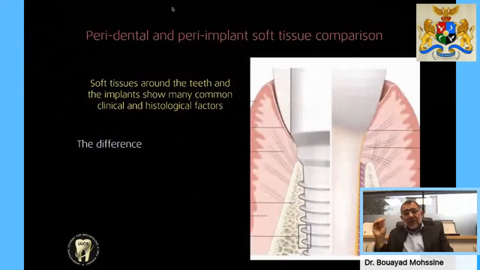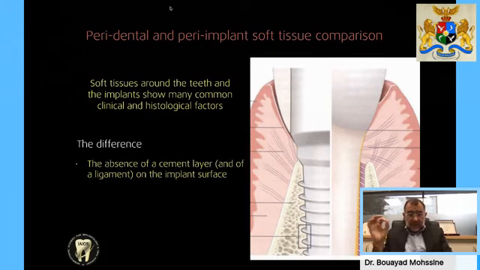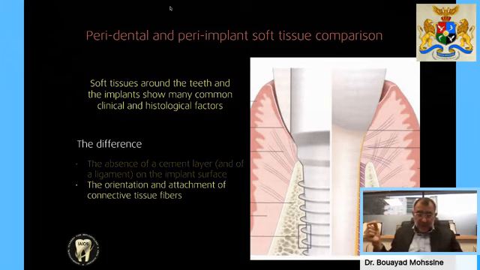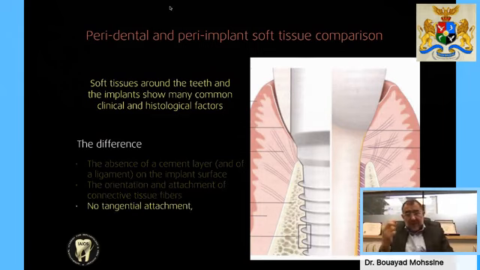The soft tissue around the teeth and the implant show many common clinical and histological factors, but there are many differences between them. In the peri-implant environment, there is an absence of cement layer or ligament on the implant surface. The orientation and attachment of connective tissue fibers are different, and they are not tangential attachments, nor Sharpey fibers.